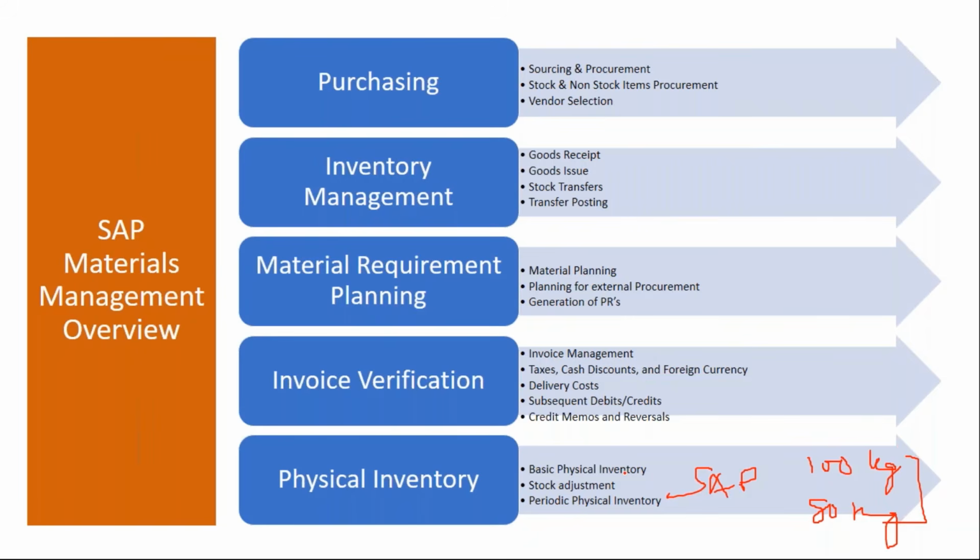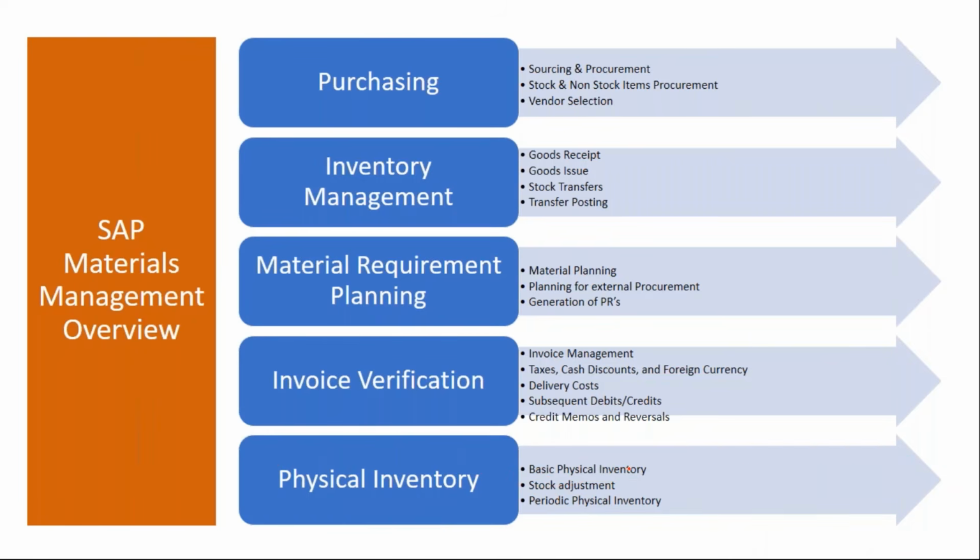So periodically they will do this physical inventory. They will cross check the system stock with the physical stock, and if there are any differences, they will correct them, so that the system stock matches the physical stock. That is called physical inventory. How this physical inventory is carried out, how the stock adjustment is done, how periodically they do physical inventory in the system, all those things we will cover.